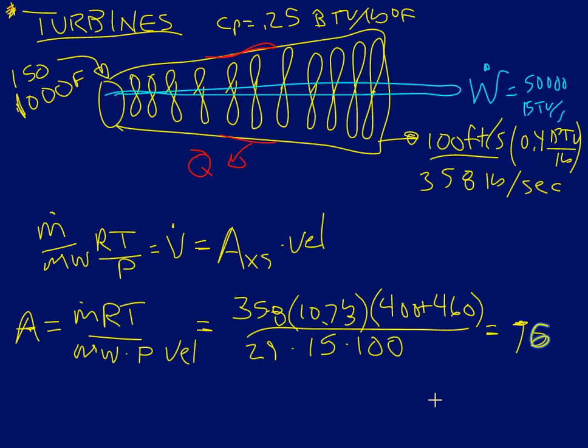Take the square root of that and you get a little under 9 feet, so a little under a 9 by 9 foot opening. So that's a fairly large opening, about the size of a small garage door.